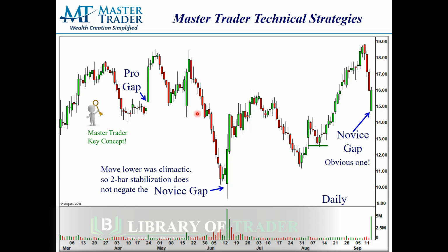Now, on this move down, as you can see, prices had been moving down for a while. There was an attempt to stabilize near this tail here, and there was no follow through, and prices continued to drop. Notice the wide range bar down here, suggesting the end of the move, and then the stabilization. So even though there was this two-bar stabilization, it was still a novice gap to the downside. We would look for it to reverse back up again.